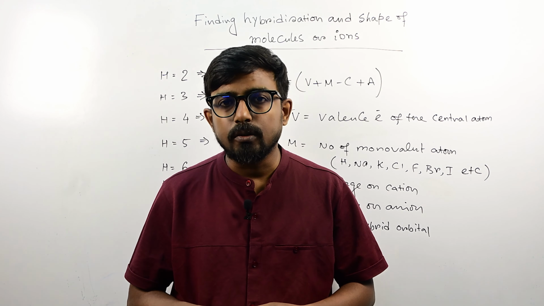If H equals 5, then it will be a trigonal bipyramidal shape. So this is a triangle, this is a triangle. This position is known as equatorial position, and these two are called the axial position. Okay, so this is called the trigonal bipyramidal.